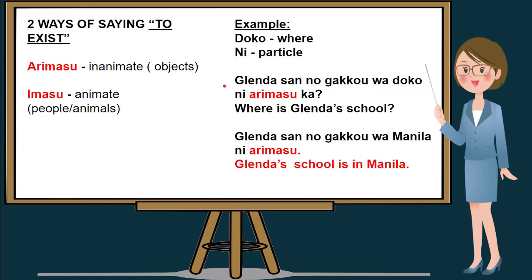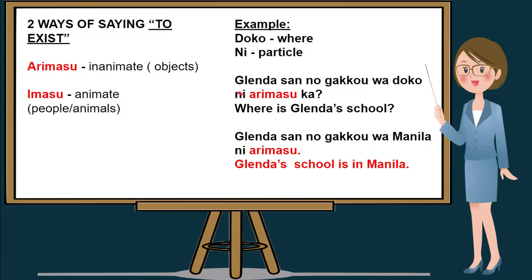In my next example, we will be using arimas. As I've told you earlier, we will be using arimas with an inanimate subject. So, in this example, we use Glenda-san no gakko wa, which means Glenda's school. Glenda's school is inanimate. So, we use arimas. Glenda-san no gakko wa doko ni arimasu ka? It means in English, where is Glenda's school?